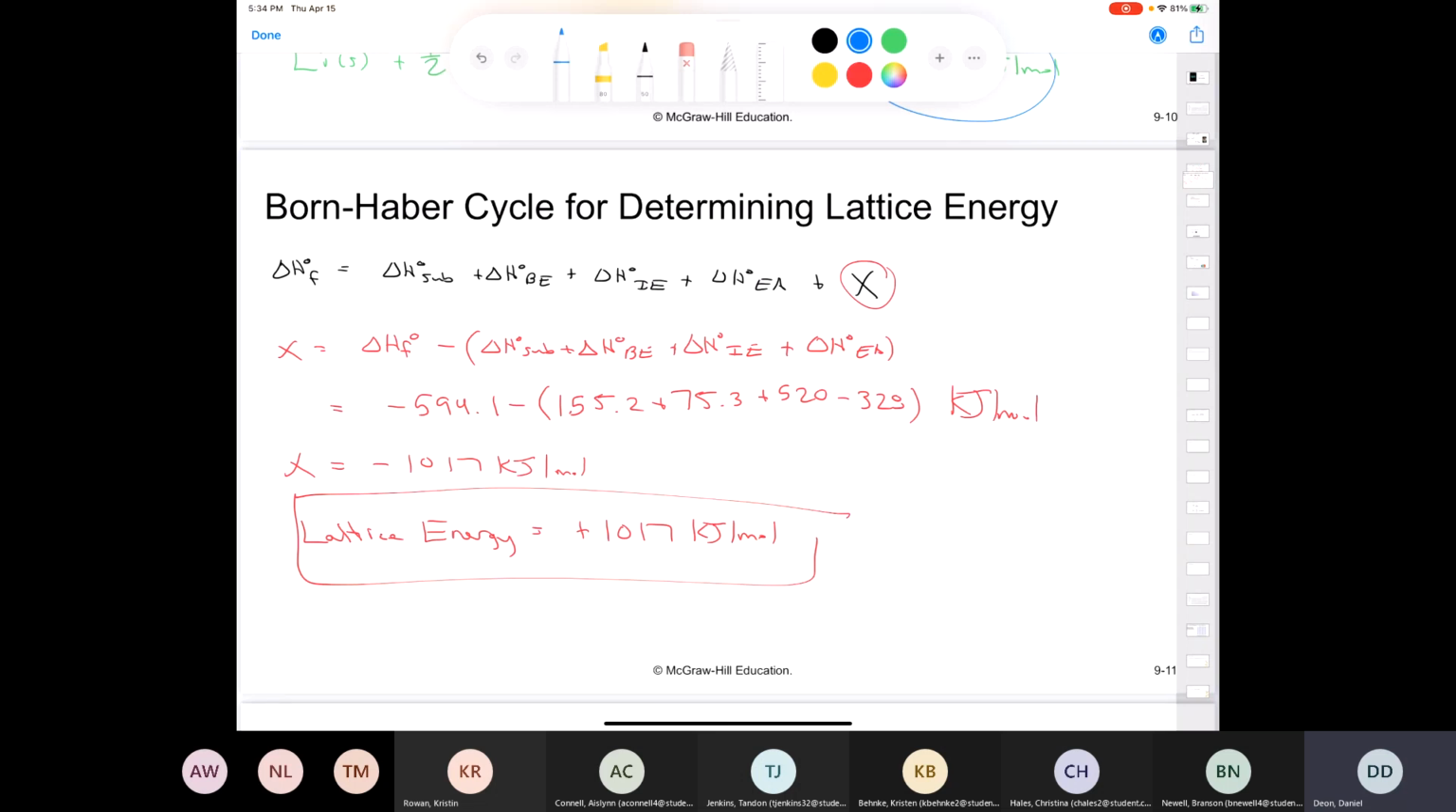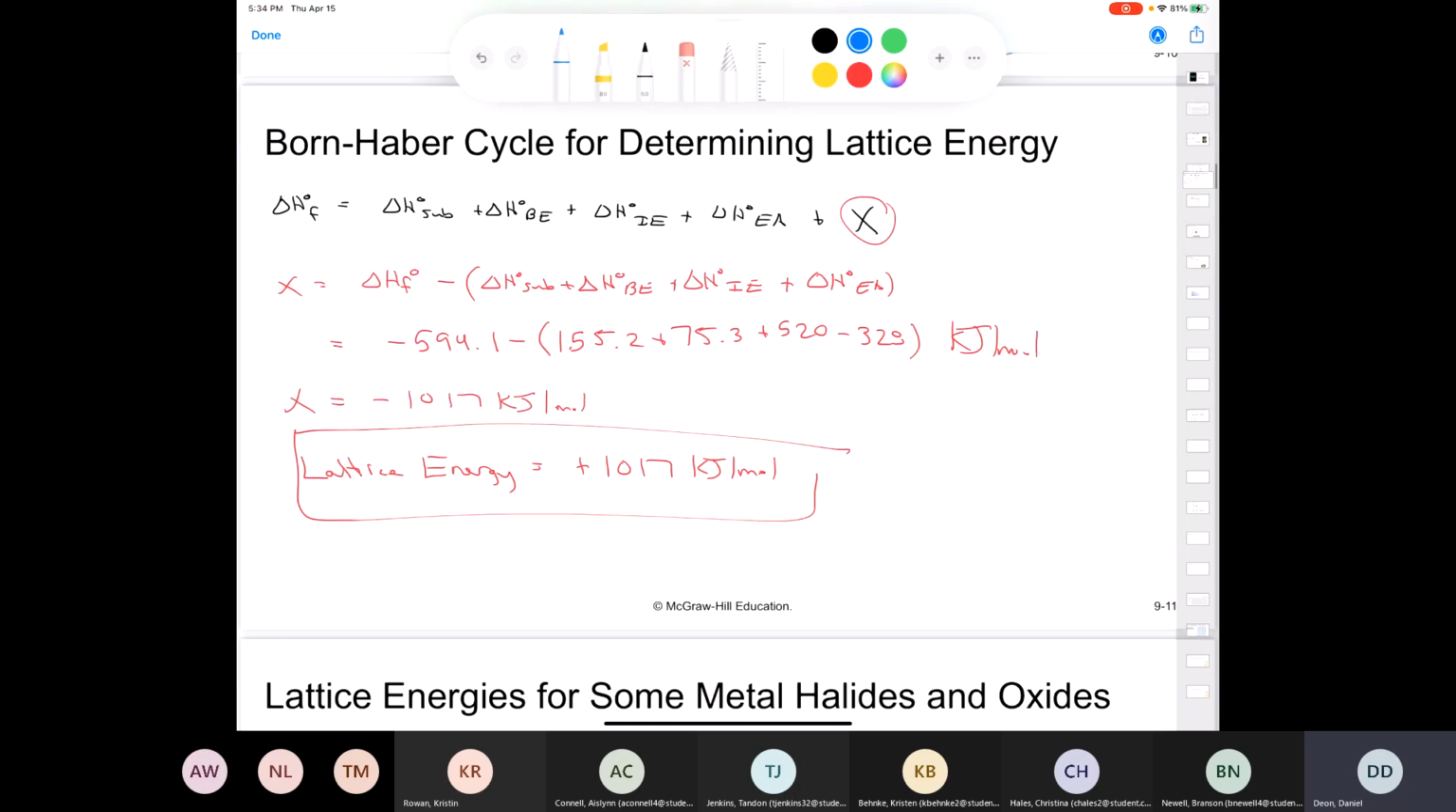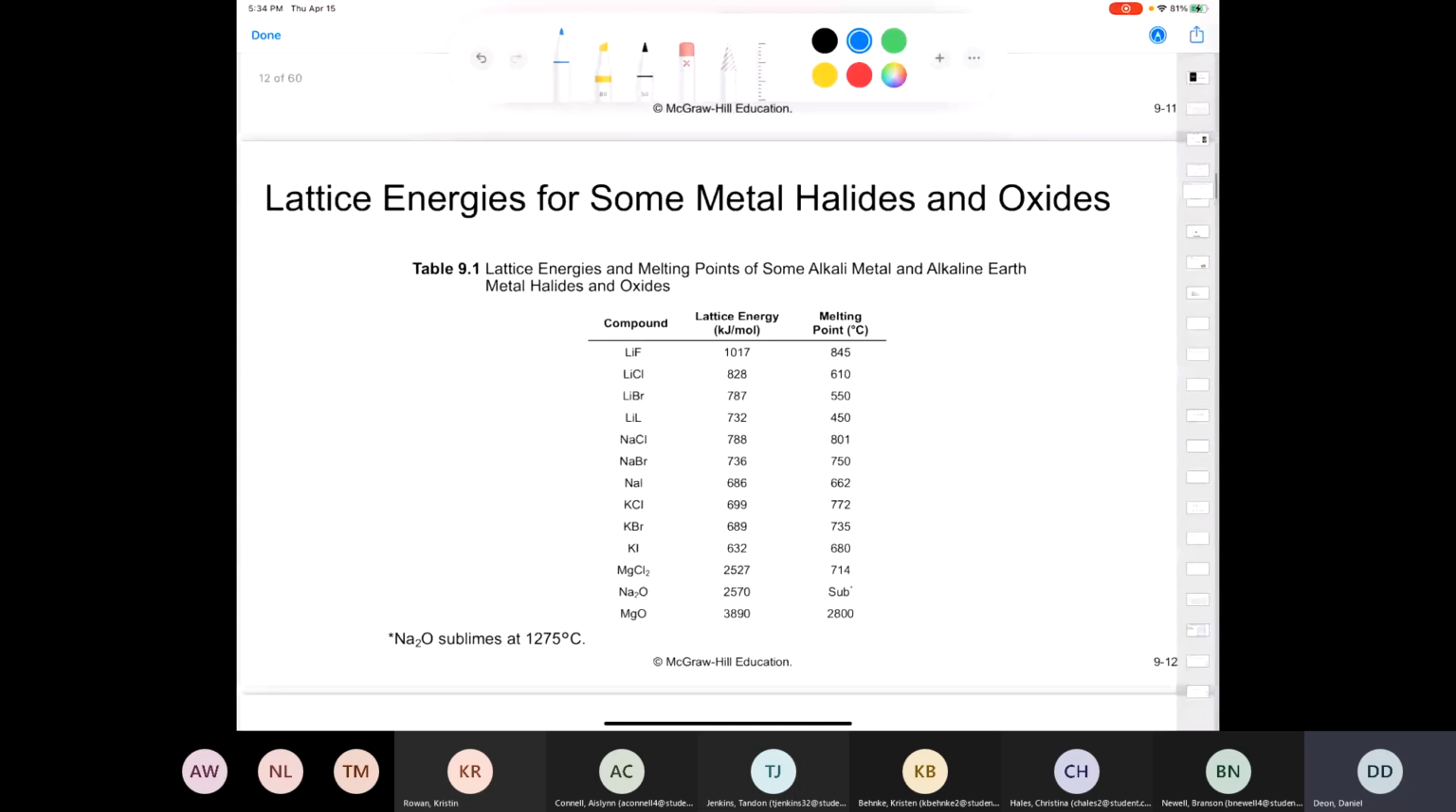So I encourage you to try some of the practice problems that I've selected from the textbook that deal with lattice energy. Now, a little more about lattice energy, because lattice energy is a value. It's something that we can quantify.